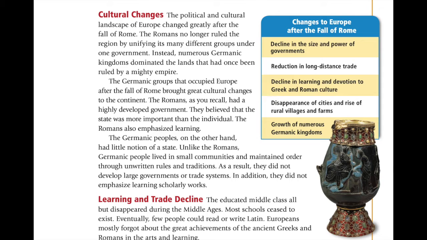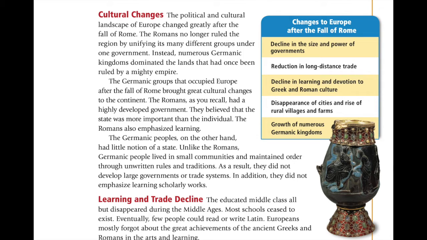The Romans, as you recall, had a highly developed government. They believed that the state was more important than the individual. The Romans also emphasized learning. The Germanic peoples, on the other hand, had little notion of a state. Unlike the Romans, Germanic people lived in small communities and maintained order through unwritten rules and traditions. As a result, they did not develop large governments or trade systems. In addition, they did not emphasize learning scholarly works.